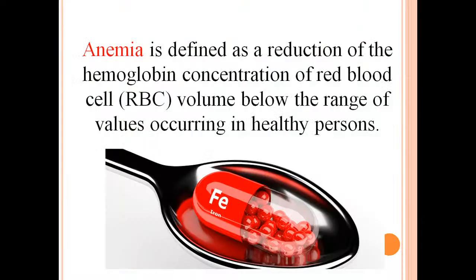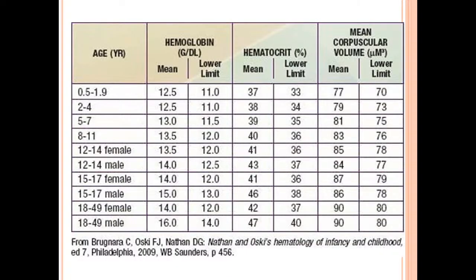Talking about anemia. Anemia is defined as a reduction of hemoglobin concentration of red blood cells, RBC, volume below the range of values occurring in a healthy person. In this table, you see the normal level of hemoglobin for each age group, for male and female. And you see the normal level of hemoglobin, hematocrit, and mean corpuscular volume.